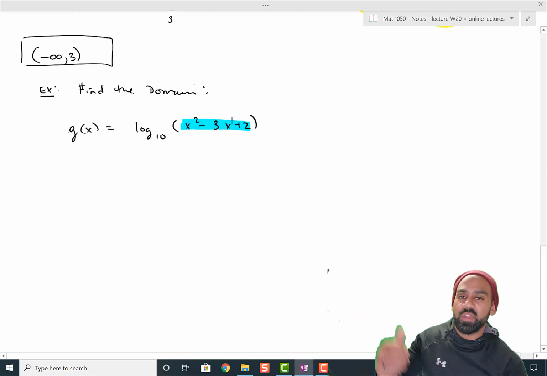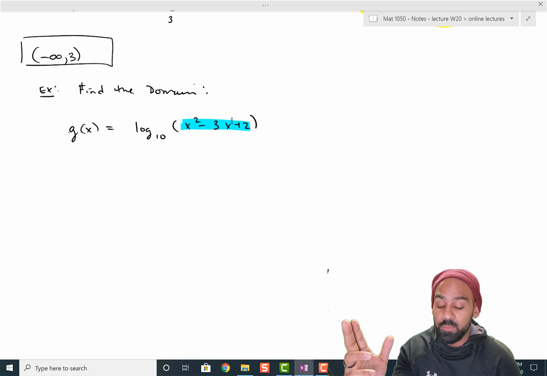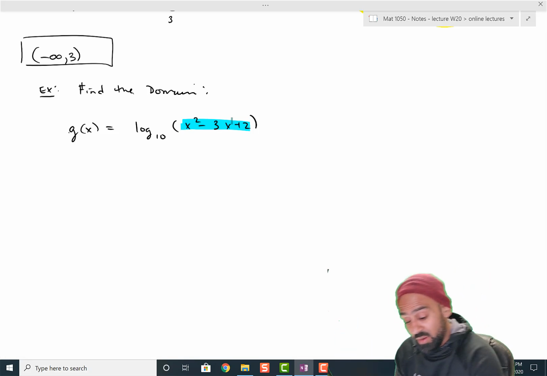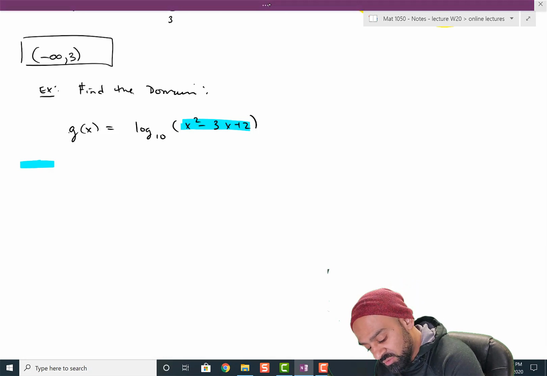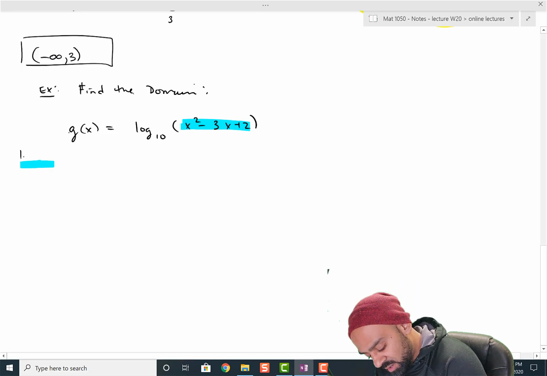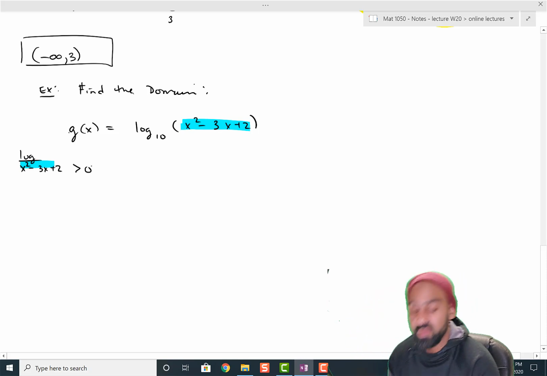Well, do you have any even roots? No. Do you have any denominators? No. Do you have any logs? Yes. All right. Now, since we have a log restriction, let's deal with the log restriction. So the log is the restriction, and I need the B part, which is x squared minus 3x plus 2. We want that B part to be strictly greater than 0.